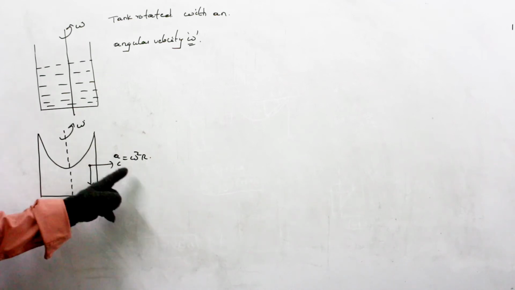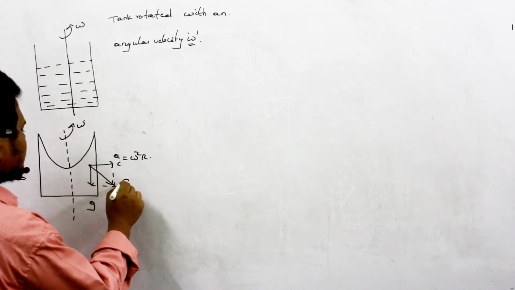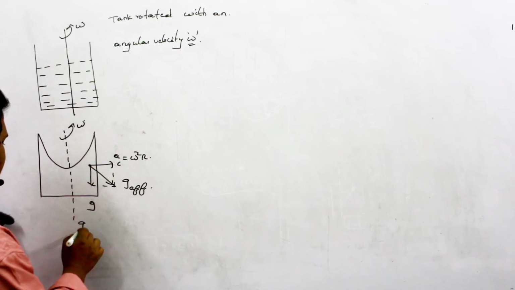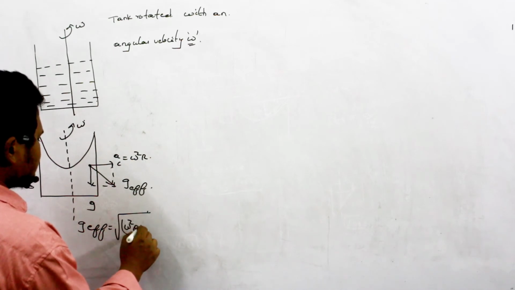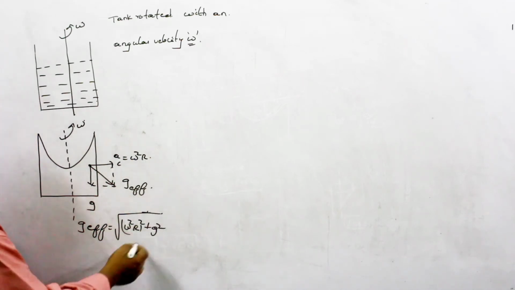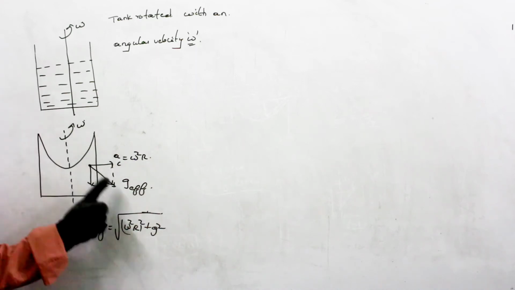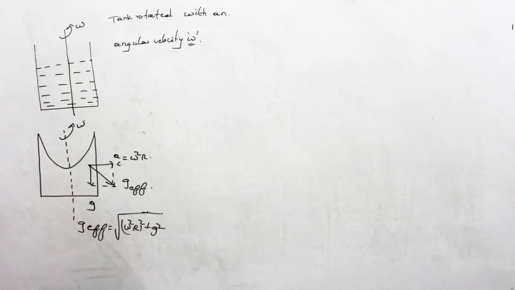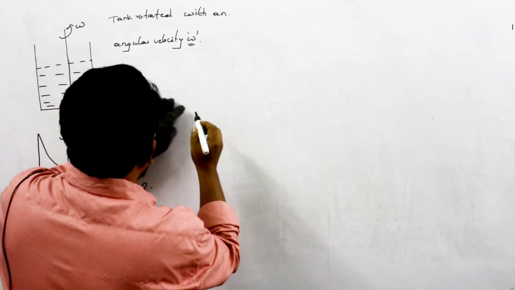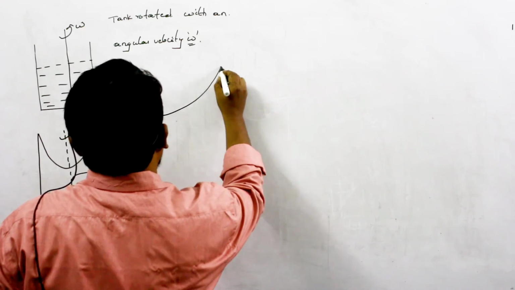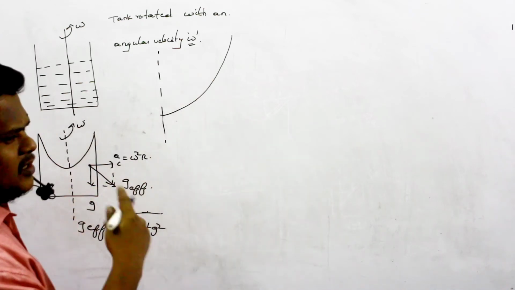So this molecule experiences two accelerations, and because of these there will be a net acceleration, which we have already defined as G effective. Here G effective is equal to the square root of (omega square r) whole square plus G square. We have already discussed that the liquid surface will be exactly perpendicular to the direction of G effective. So if I take the surface of the liquid like this, and this is the axis around which the liquid is rotating.